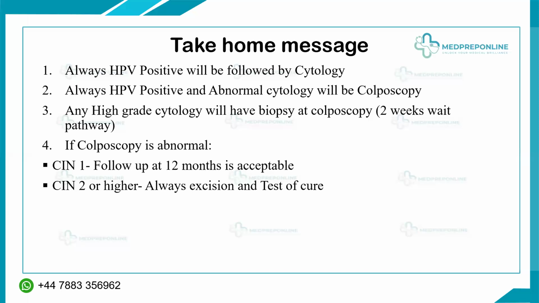Now, if you have an abnormal colposcopy, right? So you see abnormal changes in the cervix on a colposcopy. If it is CIN1, then we discussed that follow-up is acceptable. So you can wait for 12 months. But if it's CIN2 or higher, then you need to treat the patient. Always you have to undergo some form of excision, whether it be laser or cold knife or CO2 or LLETZ or LEEP. And you have to follow up with a test of cure. So test of cure, again, you have to do a high-risk HPV plus cytology. So I hope this makes it clear. I've tried to summarize and make it as clear and simple and palatable for you as possible.